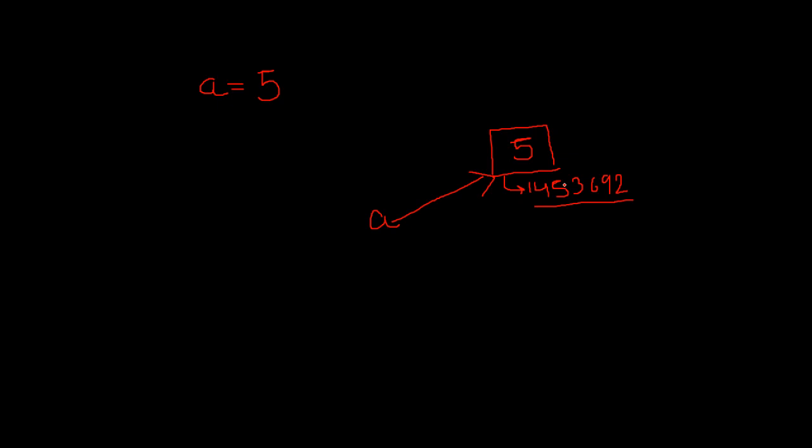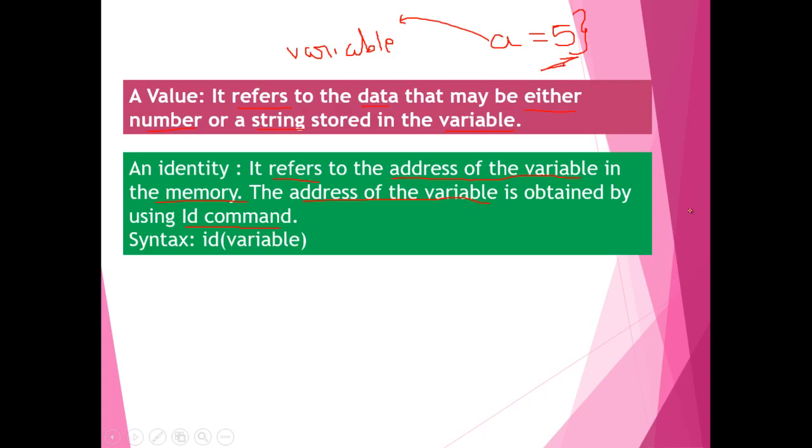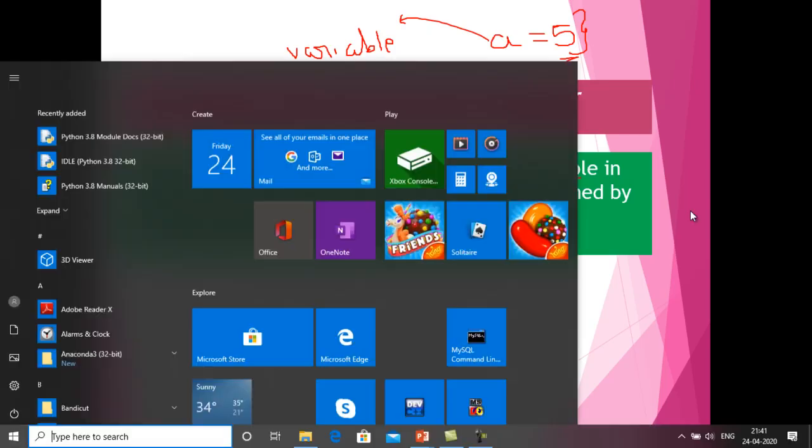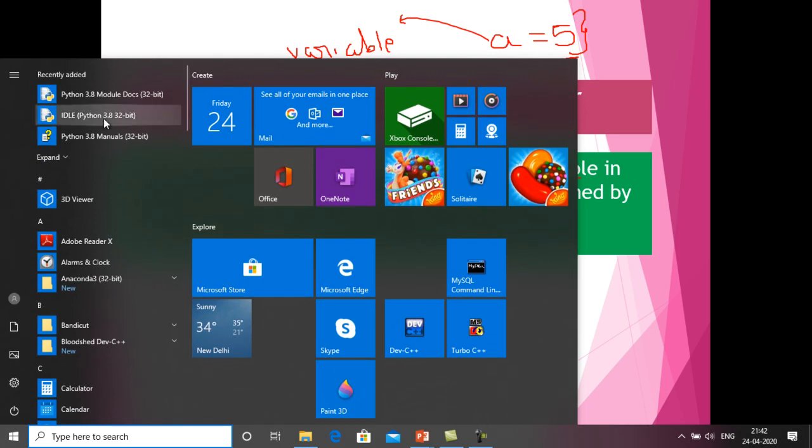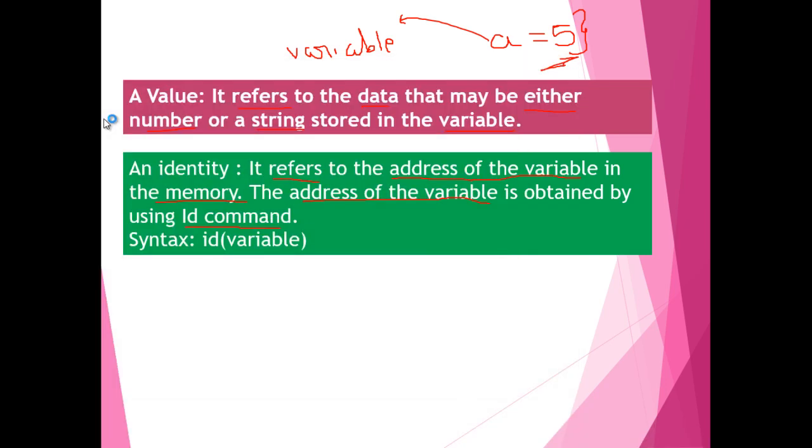So what basically the id option will do is tell us about the address in which that variable is present. The id of a variable tells us about the address at which the variable is right now present. So let us see this concept practically also. Let me open my Python IDE.